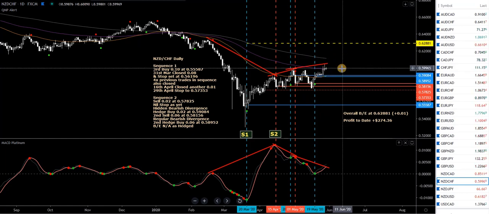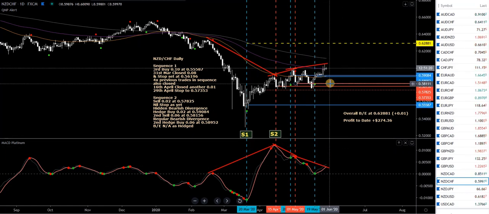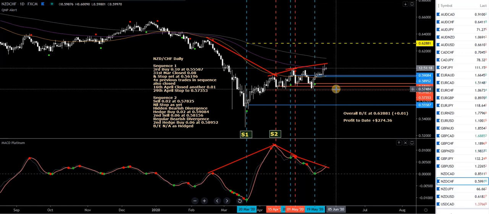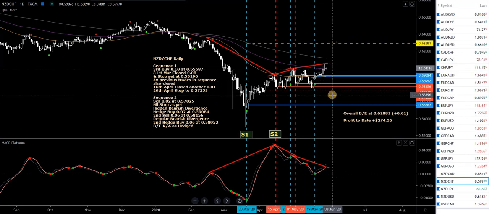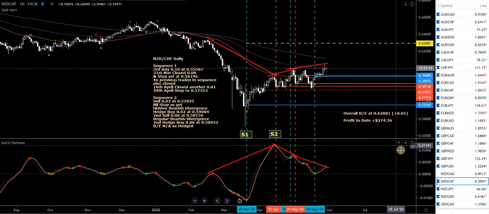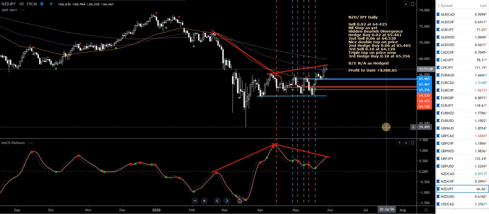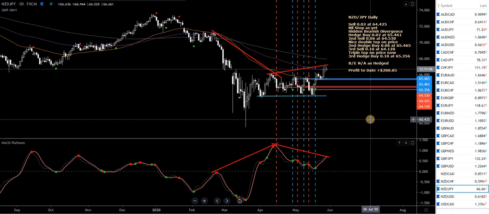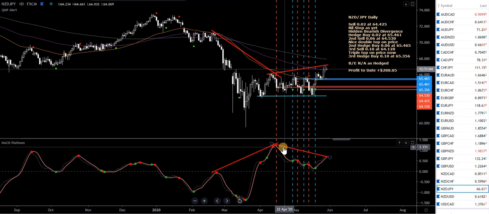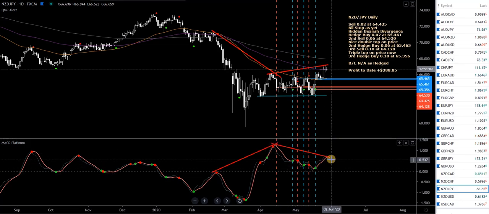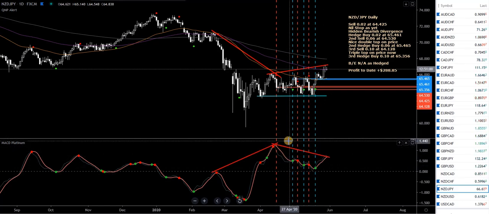And if it rolls over to the downside, then I'll take another sell and hopefully clear this sequence two and stop me out of that sequence one. So if there's a big move either way, I'm sweet. As long as it's all not done on one candle to the downside. New Zealand yen, same sort of deal, hedged. Look at this, everything's above the MACD Platinum, above the zero level.